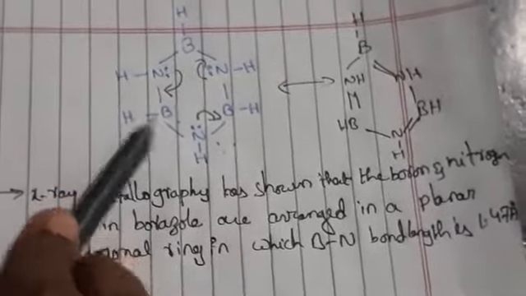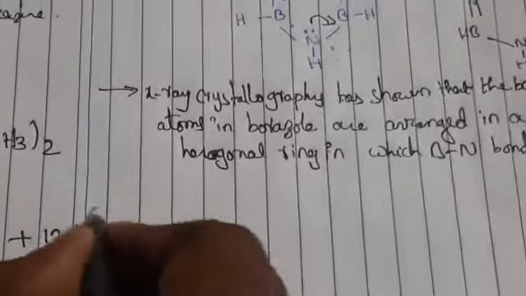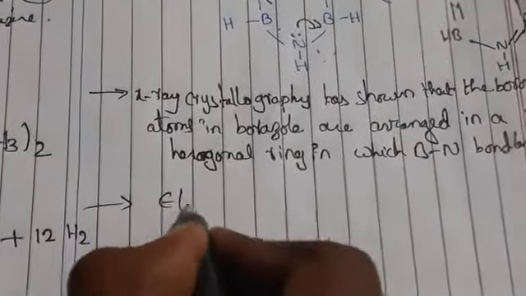this is the Borazole structure, which is arranged in a planar hexagonal ring. So in which, if you take these two, it has bond length 1.47. These two, if you take, means each BN has bond length 1.47 angstroms. Coming to electron diffraction studies. So electron diffraction, what has it told?